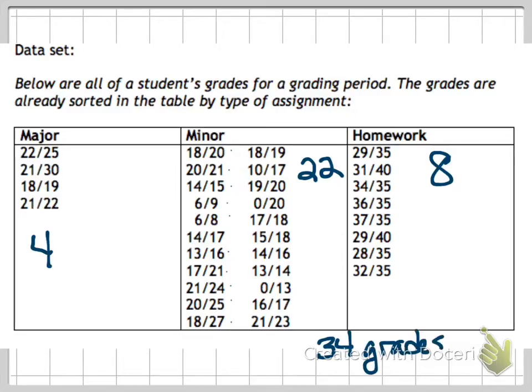You're not going to add all of these up and divide by 34. That would not give you the mean because your grade is calculated using what we call a weighted formula. And remember that weighted formula is how all grades are calculated for your report cards at Pine Hollow.